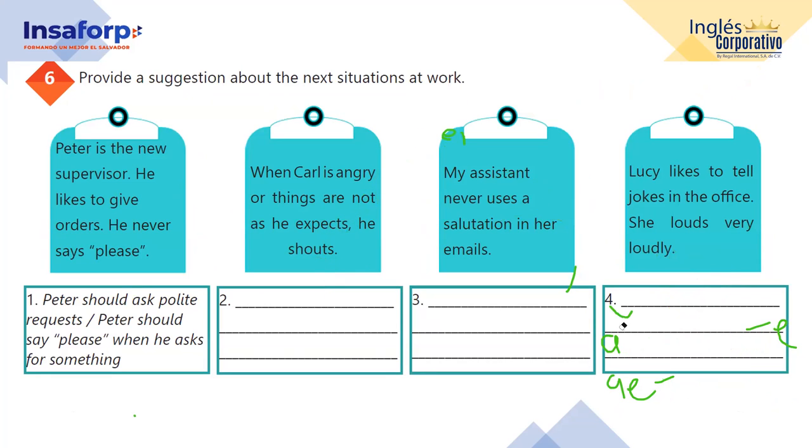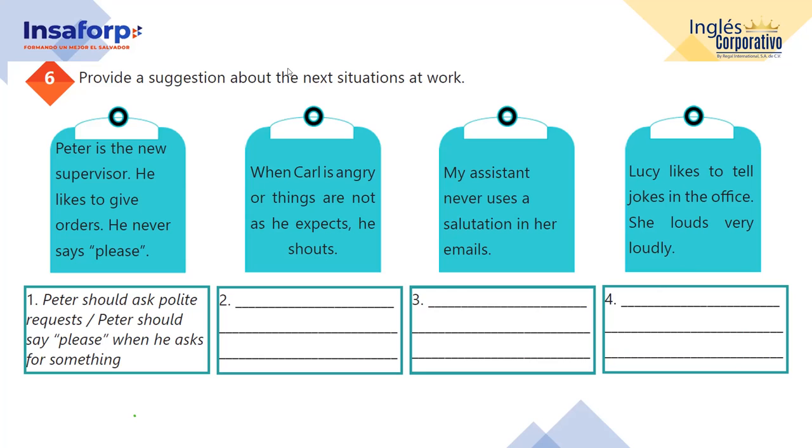We have here four different situations. In the first one, I have Peter is the new supervisor. He likes to give orders. He never says please. Look at that lovely Peter. So he demands, but he never says please.